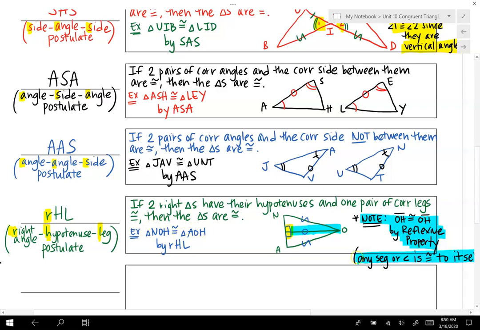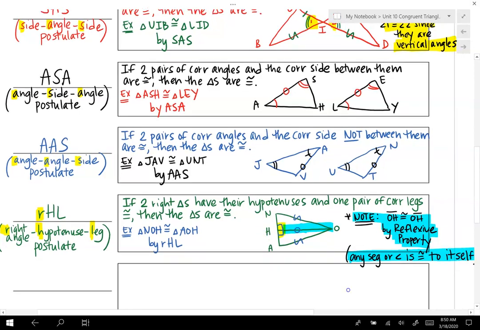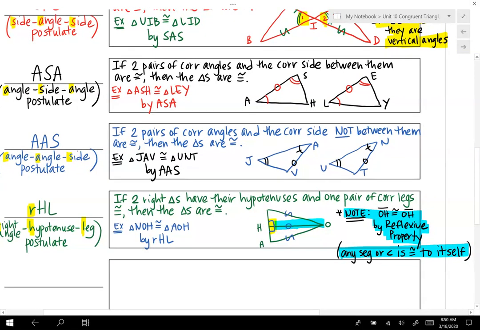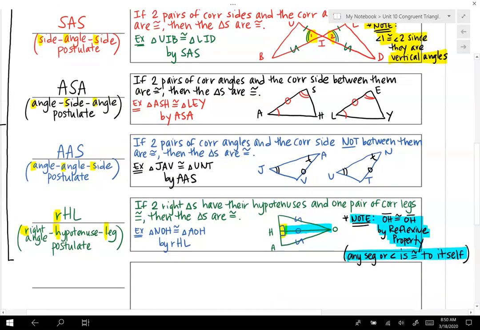Note here in blue, segment OH is congruent to segment OH, the H flew away, by reflexive property, and that just means any segment or angle is congruent to itself. So you can use that. If you notice, you have 2 triangles that are sharing an angle or sharing a side, you can automatically say, ooh, that side is congruent because those 2 triangles have that same side. Or, ooh, that angle is congruent to itself. It's a reflexive property because both of those triangles are sharing that angle. All right?